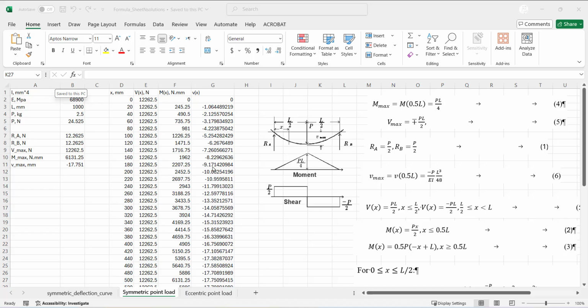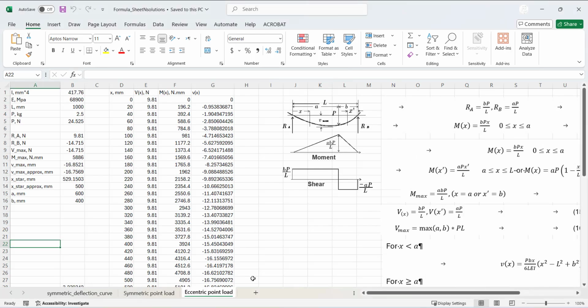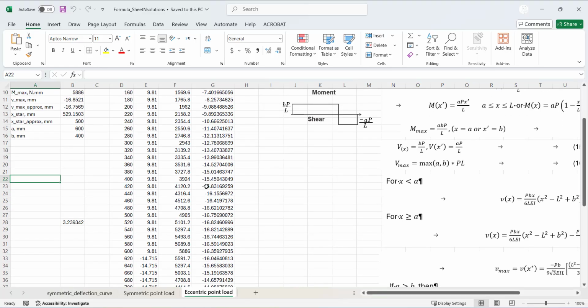It gradually becomes larger, and the maximum value of the deflection for that point is something like minus 17.75. That is taking place right in the midway. That's for the symmetric load. And for the eccentric load, this is taking place just near the middle, not exactly at the middle. That is at x equal to 560 millimeter. That's the maximum deflection.